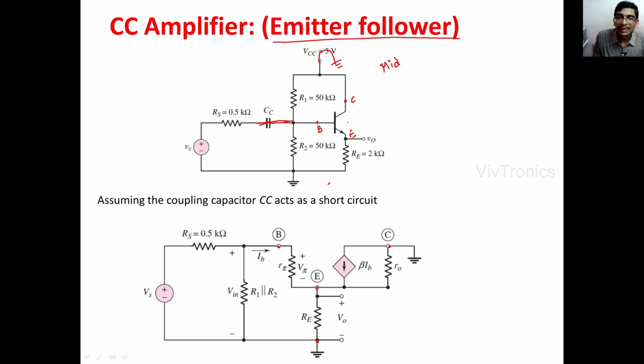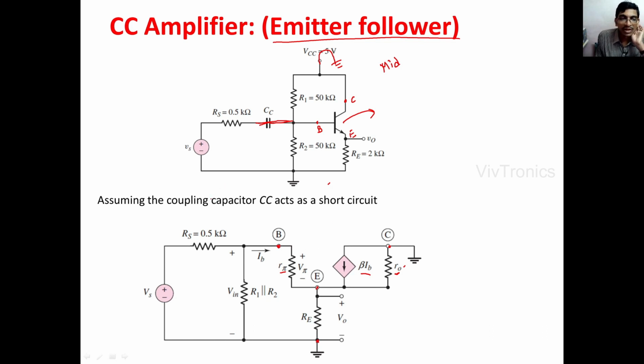Now I am going to replace the transistor with its small signal equivalent circuit, which contains R pi resistor from the base to emitter and beta IB dependent current source from the collector terminal to emitter terminal. And in parallel with this beta IB current source, we have the small signal output resistance, small r naught. So this is the small signal equivalent circuit of the transistor section alone.